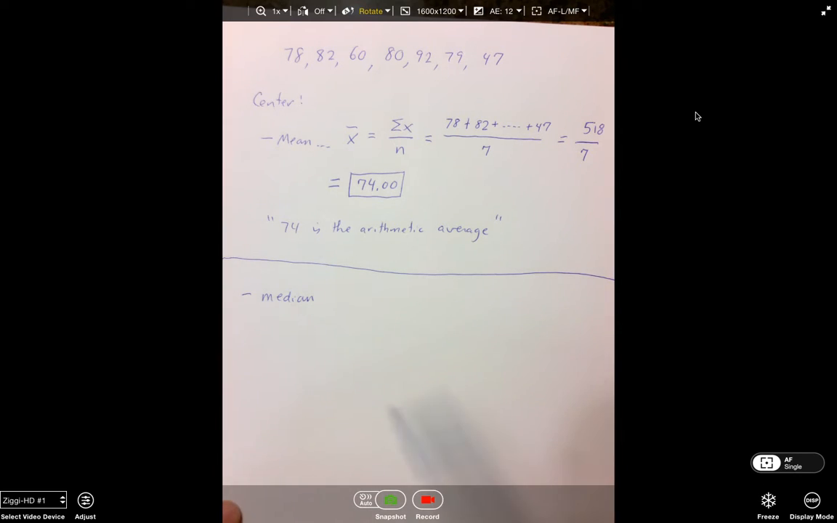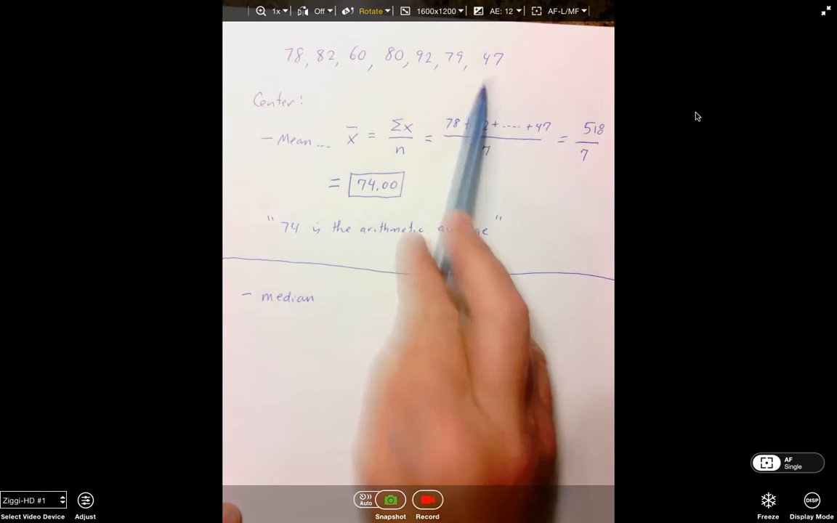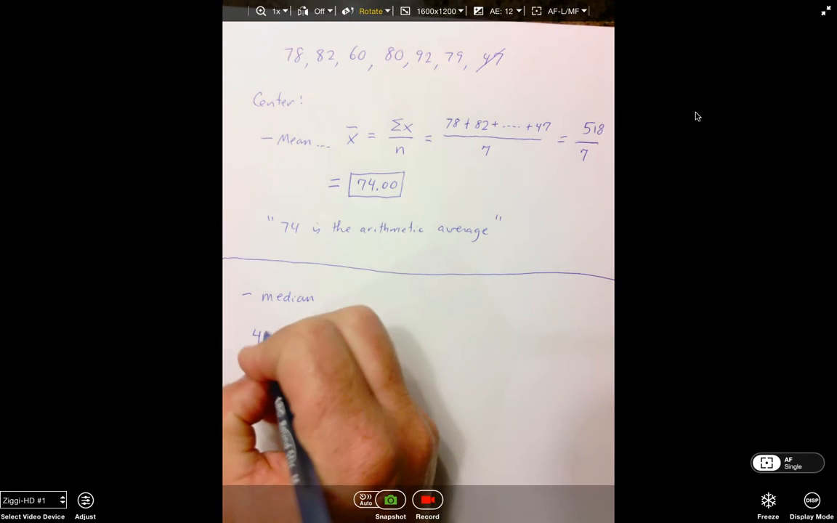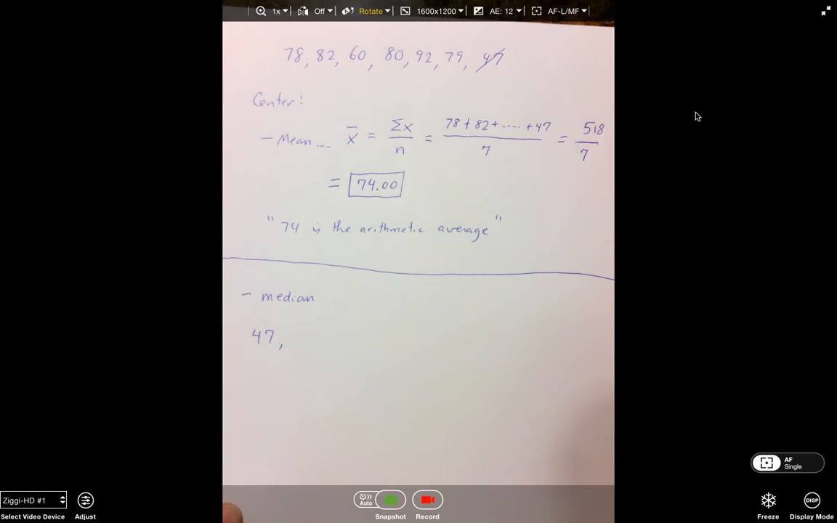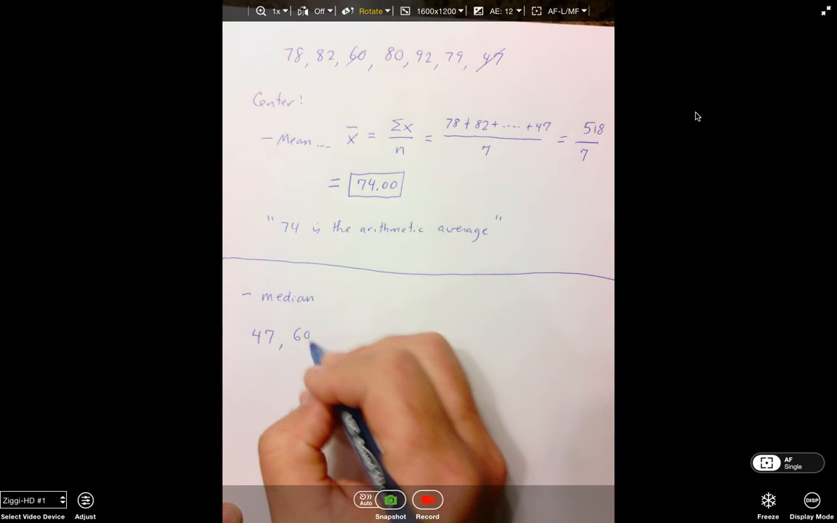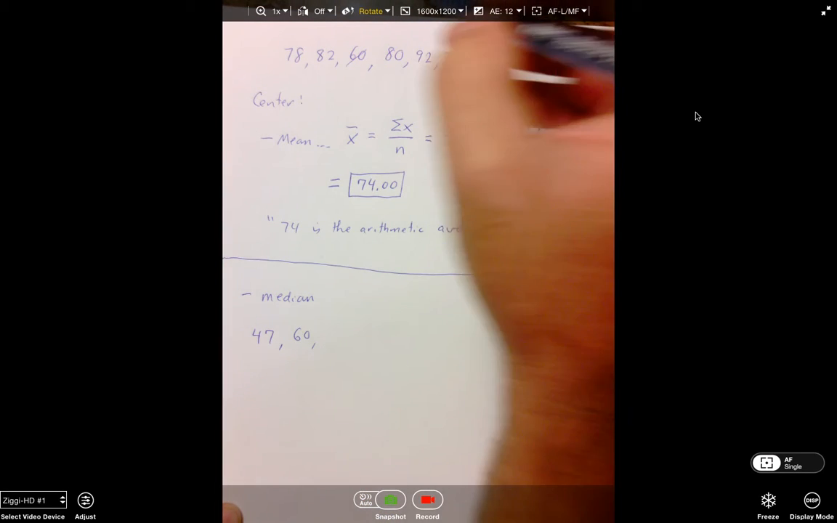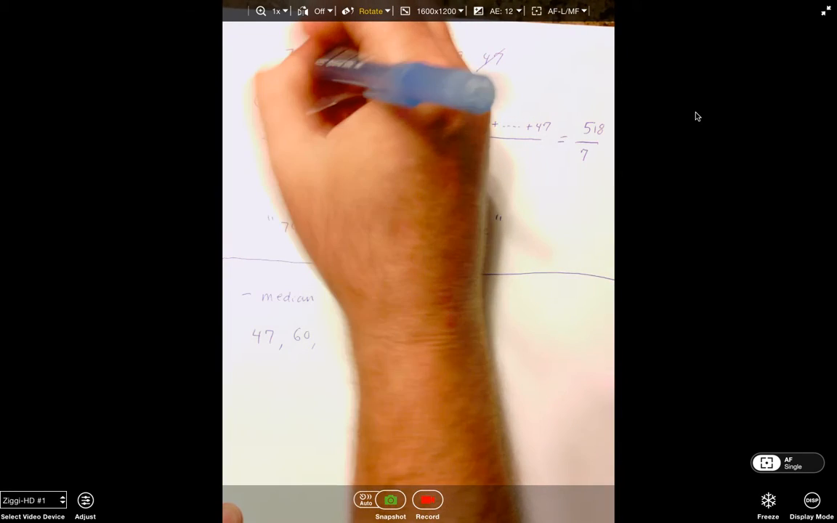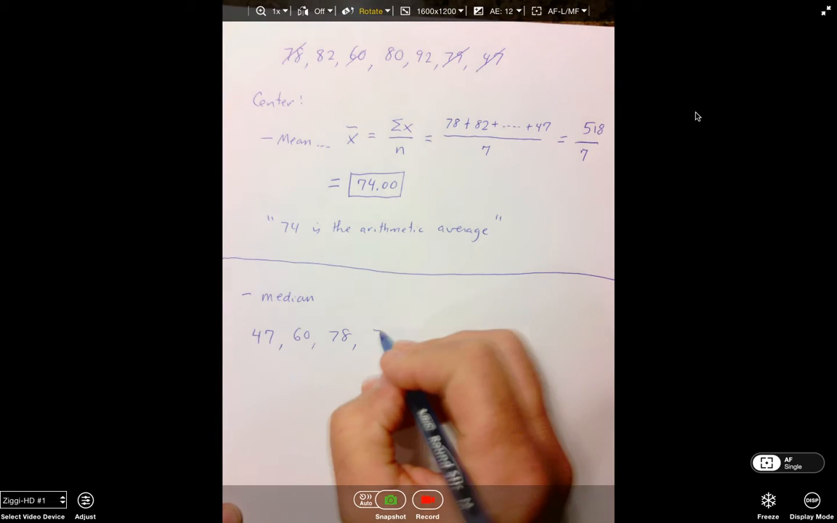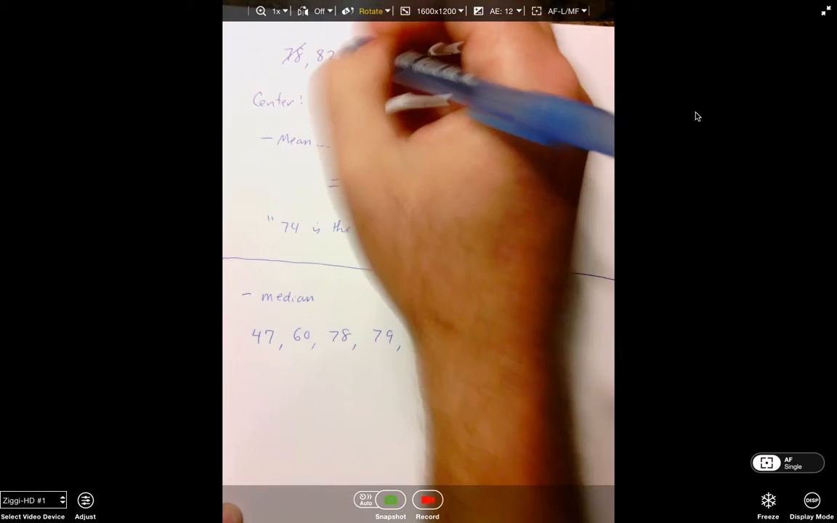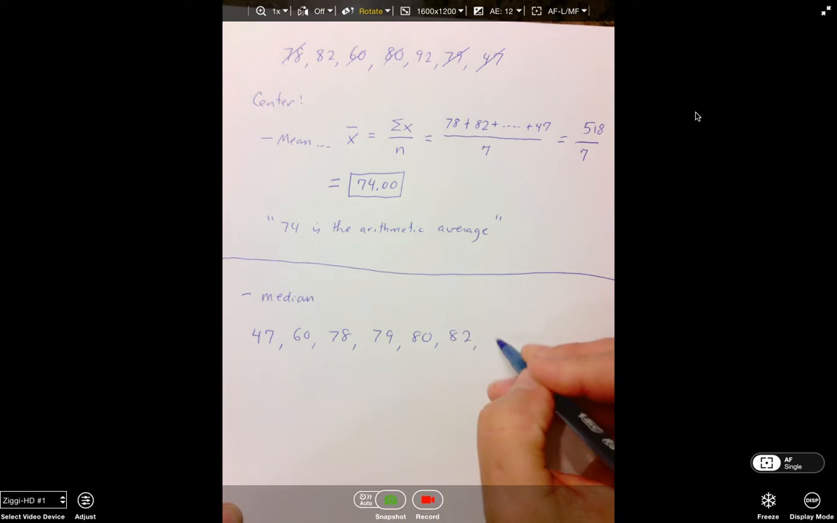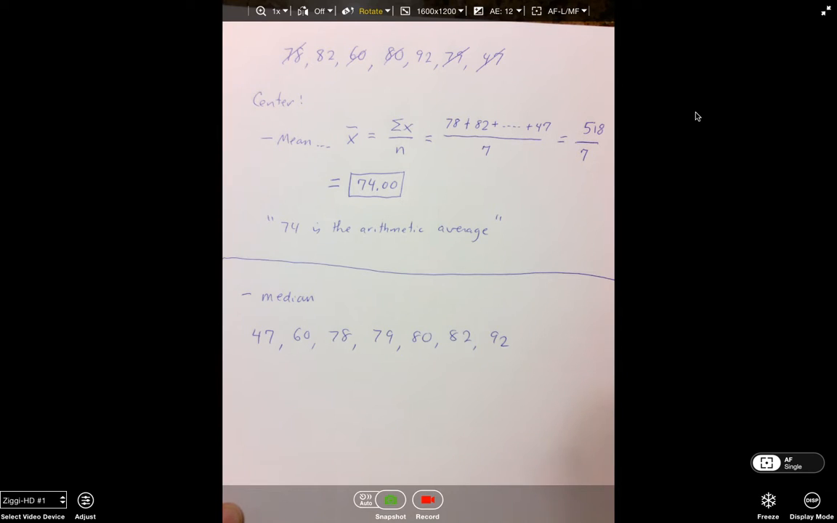So guys, the first thing I have to do is come up here and take these numbers and arrange them from low to high. I see that my lowest score is a 47. My next lowest score looks like it's going to be a 60. My next lowest score is a 78. My next is 79. My next is an 80. My next is an 82. And my highest score is a 92.